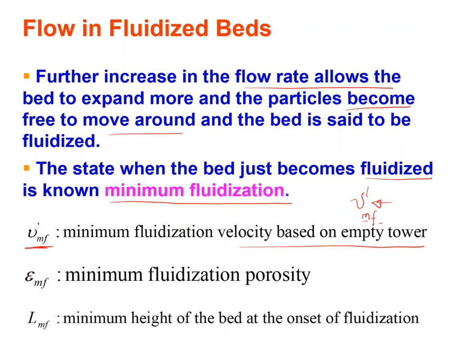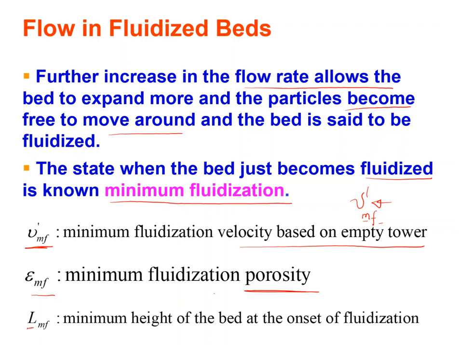The same thing, epsilon MF is the minimum fluidization porosity. Porosity is the same as void fraction. So this is the minimum fluidization porosity, the porosity at which the fluidization will take place.